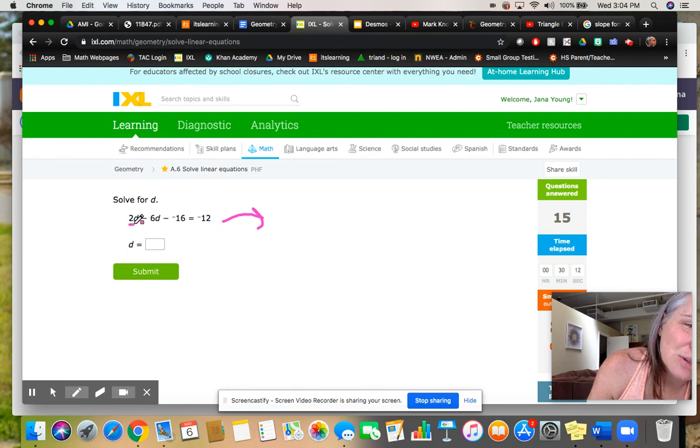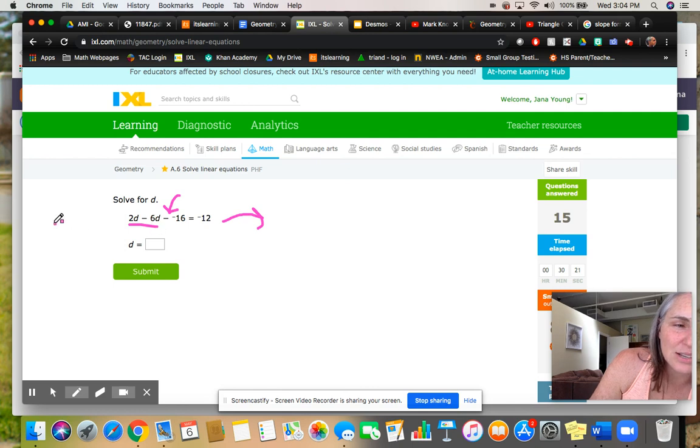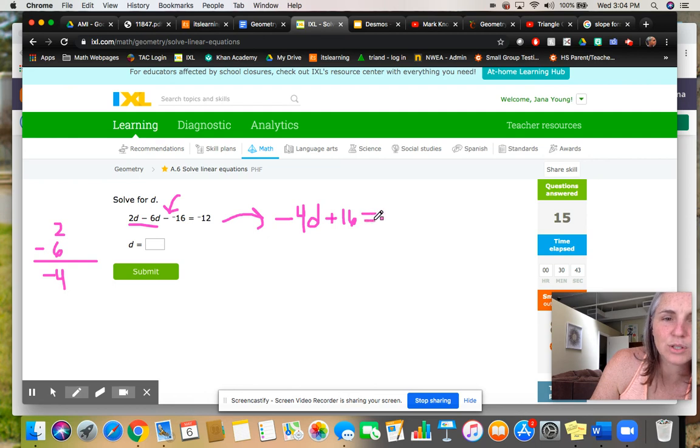I've got 2d minus 6d. I've got a minus a negative, and then everything else is fine after that, right? So 2d minus 4d, it's like saying 2d minus 6d, right? It's like saying 2 minus 6, which is negative 4. So we have negative 4d minus a negative, which becomes a positive, 16 is equal to negative 12.